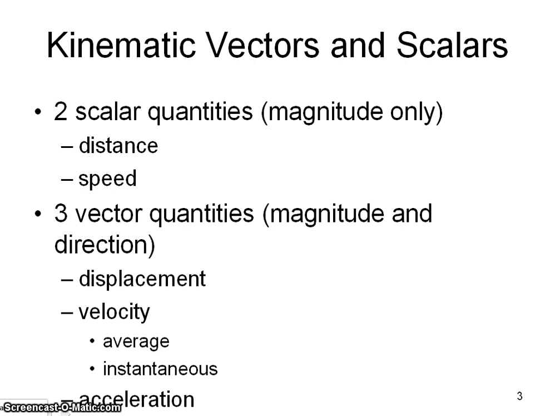So in kinematics, that's the study of the motion of an object, not worrying about forces at this point, just where it is, where it's going, we have two scalar quantities: distance and speed. And we have three vector quantities that also have a direction: displacement, velocity, and acceleration. Now, acceleration we're not going to get to for a little bit. We're just dealing with displacement, velocity, distance, and speed for now. Then we'll get to the acceleration part, and that's where things get interesting.